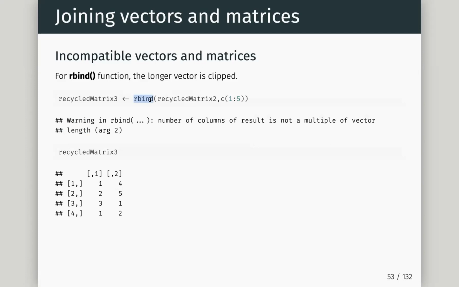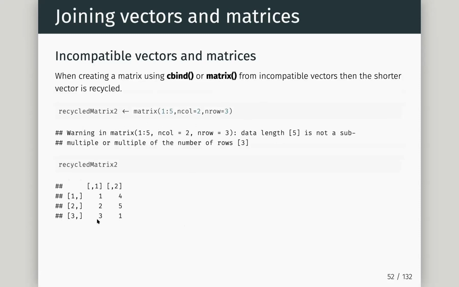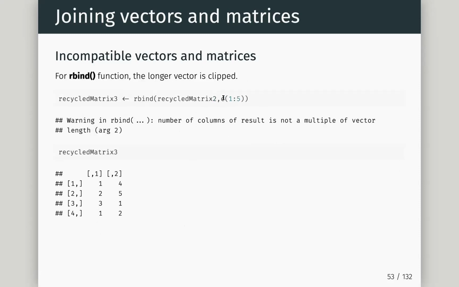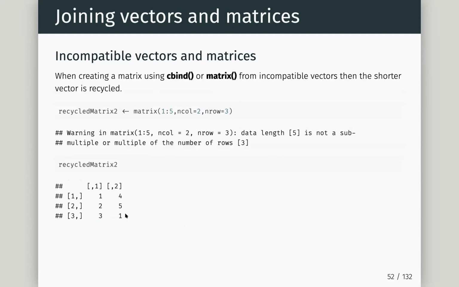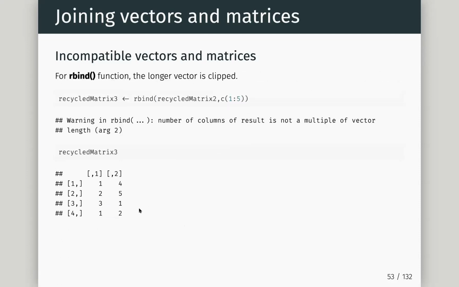Similar for R-bind, like with vectors, except in this case it's the longer vector which is going to be clipped. So if I have a matrix with only 2 columns, and I'm trying to row bind a vector of length 5, it's not going to be able to fit it in. So we've only got 2 columns here. If I try and attach a vector of length 5, it just takes the first 2 values and clips off the rest of it. Okay, so only those first 2.